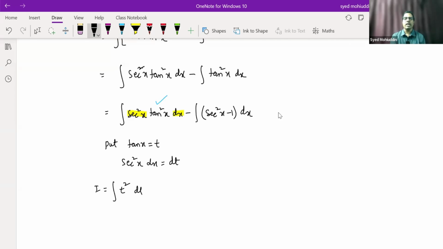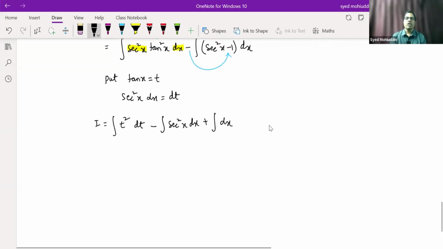Will become dt. Now coming for the second term, integral of, apply the integral only for secant square. So I can write that as secant square of x into dx. Or further, you can multiply this minus of this minus. So minus of minus will become plus, and you're left with only integral of dx. Now you can integrate it.